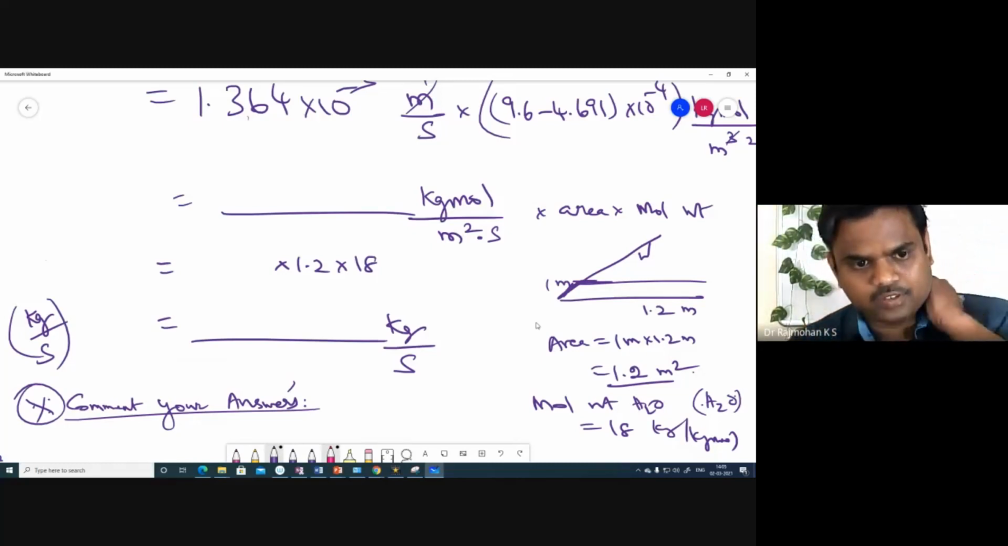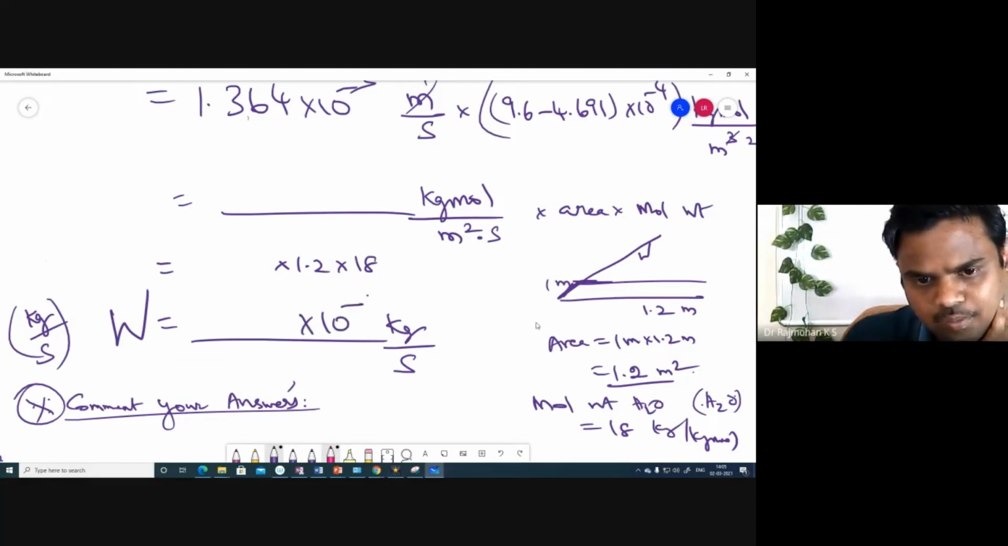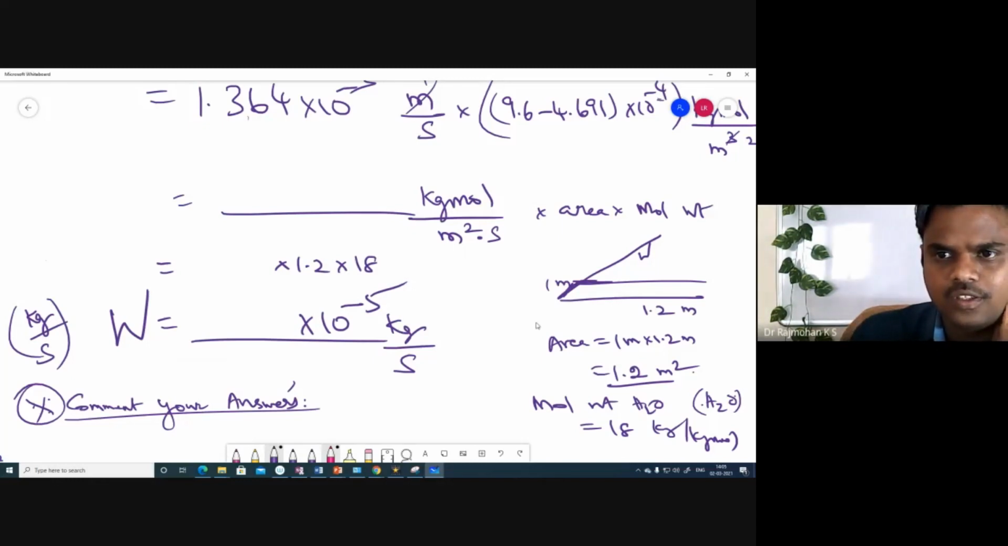So express, what is this? W actually. W in kg per second. So you will get it in the range of 10 power minus 5. If you are not getting that, you have to check the units where you are missing. Okay, so you will get the answer. So please report your answer with 4 digits.